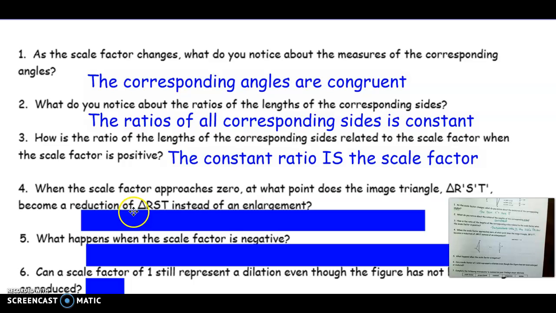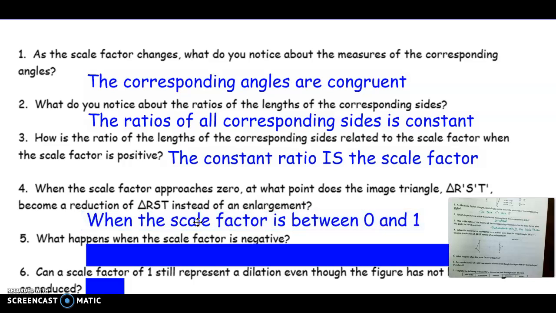Number 4 says, when the scale factor approaches 0, at what point does the image triangle, triangle R prime S prime T prime, become a reduction of triangle RST instead of an enlargement? Well, it becomes a reduction when your scale factor is between 0 and 1. If it's greater than 1, it's an enlargement. But if it's between 0 and 1, it's called a reduction.